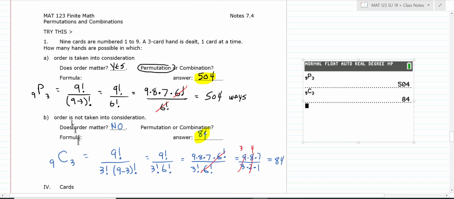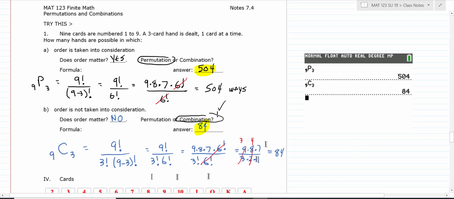Part B, I said order is not taken into consideration. So that would be a combination, order does not matter. Okay, so we do that. That's combination, 9 things taken 3 at a time. So 9 factorial over 3 factorial times (9 minus 3) or 6 factorial. So you get 84. You can look through the details of how that got put together.